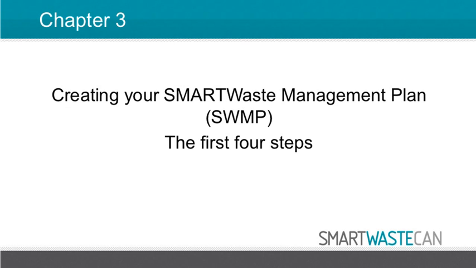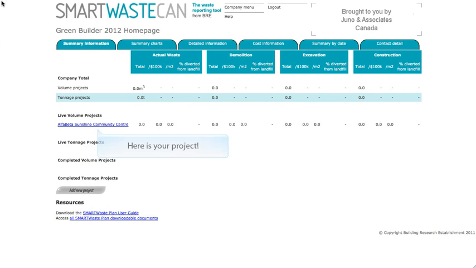Chapter 3, Creating Your Smart Waste Management Plan, the first 4 steps. Now that you've entered information about your company, the subcontractors and waste management companies you work with, as well as details about your project, it's time to start creating your Smart Waste Management Plan. The plan is divided into 9 easy steps, which have in turn been divided into 3 separate phases: preparation, implementation, and review.